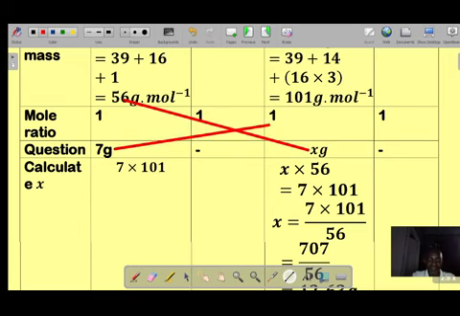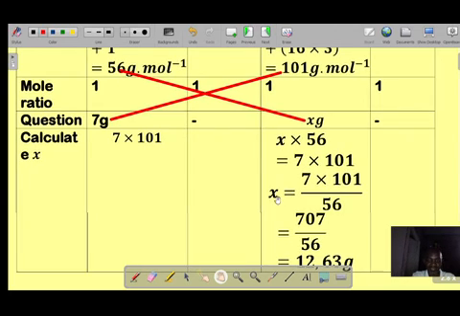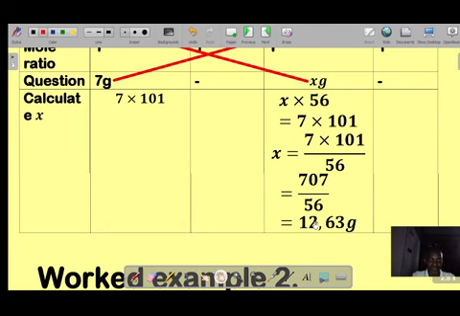It is still about cross multiplying as well. Okay, and I do everything in this same table here. That's why I have x times 56 equals 7 times 101. So if I divide by 56, I get what? I get 12.63 grams. Okay, I hope we are together.